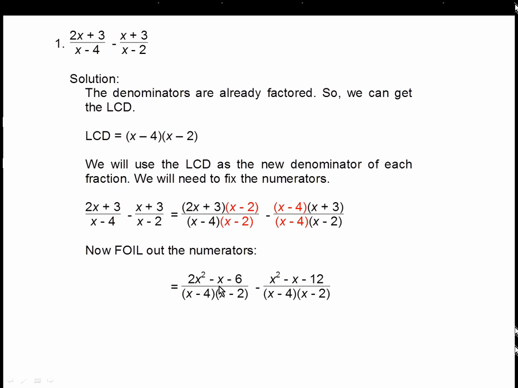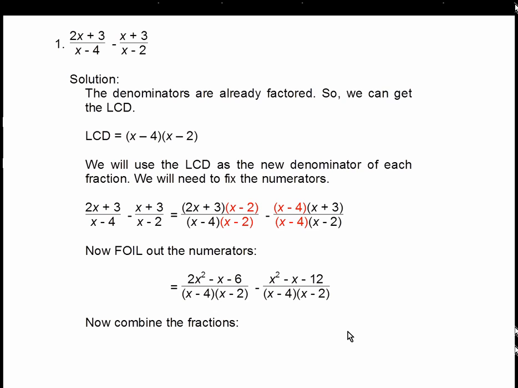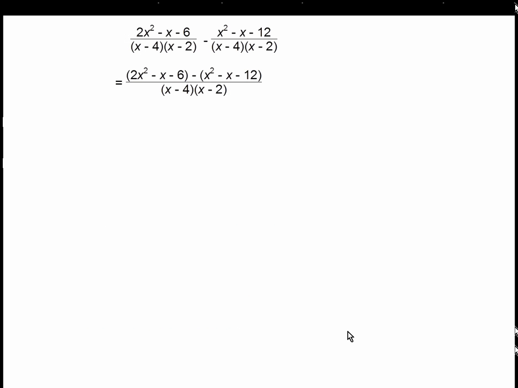From the first one, I get 2x squared minus x minus 6. The second one becomes x squared minus x minus 12. Again, keep the denominator, x minus 4, x minus 2. Now we're going to write each individual numerator in its own set of parentheses, so we're getting ready to combine the fractions. So again, this is where we left off. Here is each individual numerator in its own set of parentheses. We keep our denominator the same. I've dropped the parentheses. This becomes minus x squared plus x plus 12.